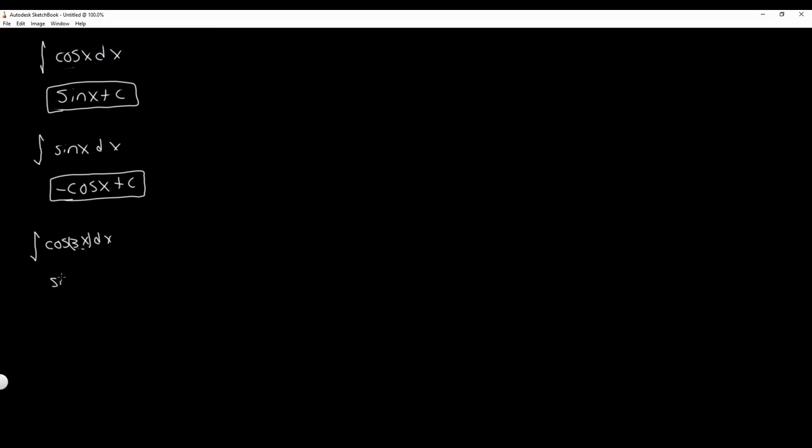So this is going to be sine of 3x, but then we divide by the derivative of the angle. So the derivative of 3x is 3. So we're going to divide by the derivative of the angle, which is 3, plus c. And that is going to be the answer to this problem. So try this integral yourself. Try the integral of cosine of 7x dx.